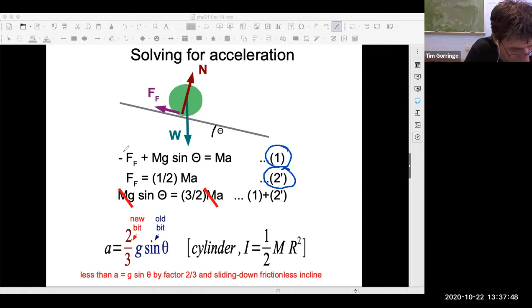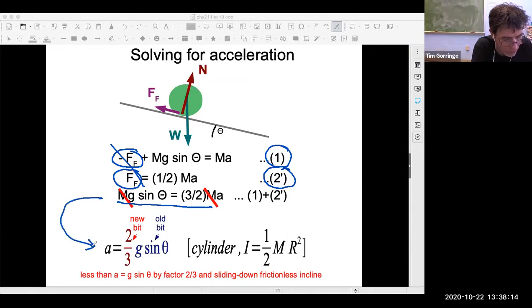You can do that here because in the first equation, we got negative frictional force. In the second equation, we got just the frictional force. If you add those 2 equations together, you're going to cancel out this friction. And you end up with this equation here. And this equation here is, if you rearrange it, your solution for the acceleration of the cylinder down the incline. You just need to divide through by the mass. The mass cancels out on the left and right hand side, and you get this result here.